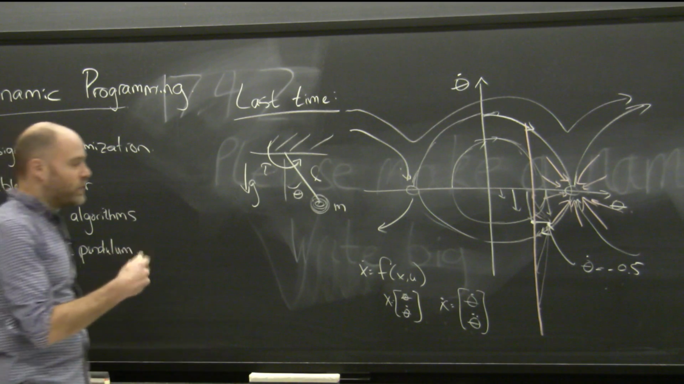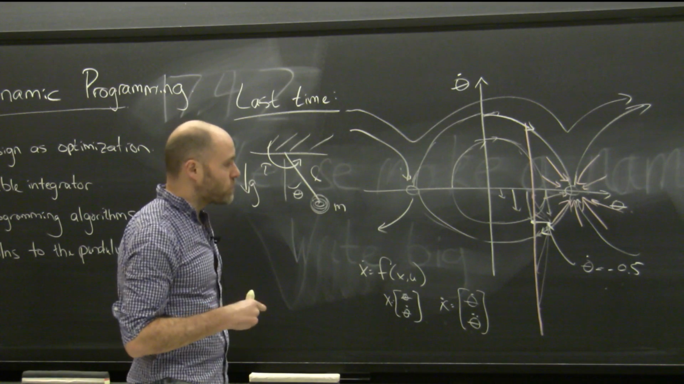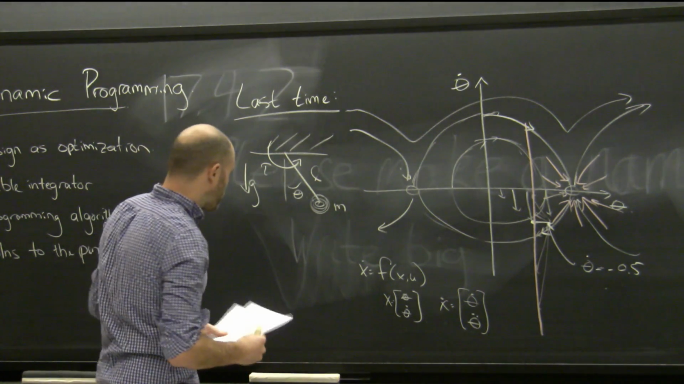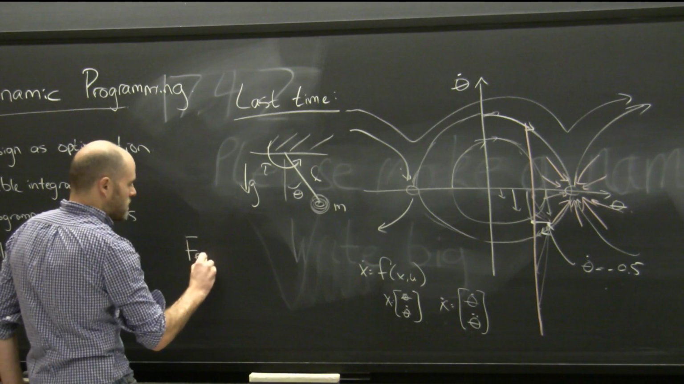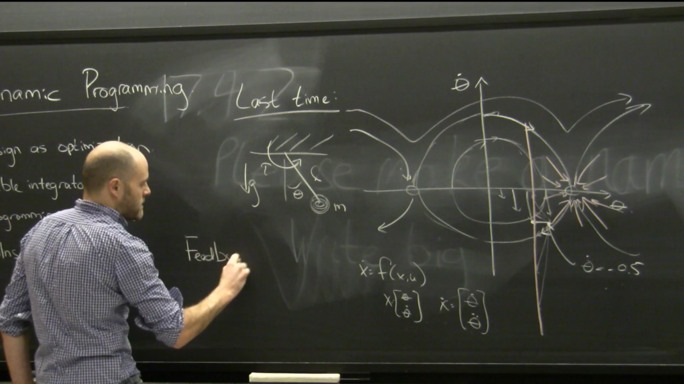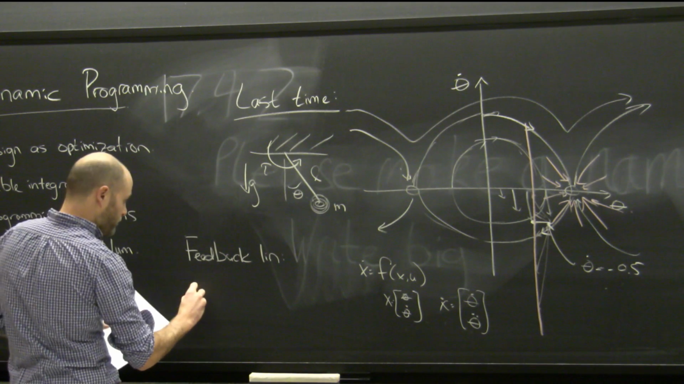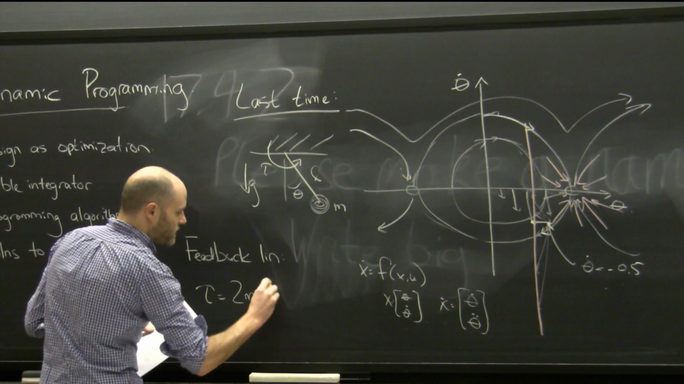Interesting. So we talked about the feedback linearization approach, where you could, for instance, take your original controller. If I applied the controller that was, let's say, torque equals 2 mgl sine theta.